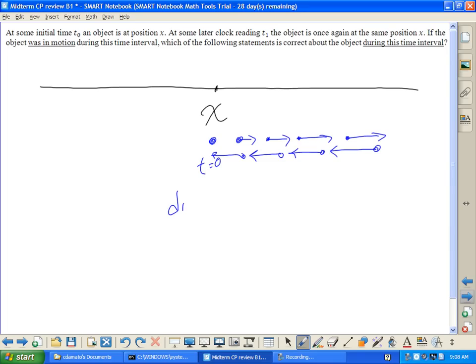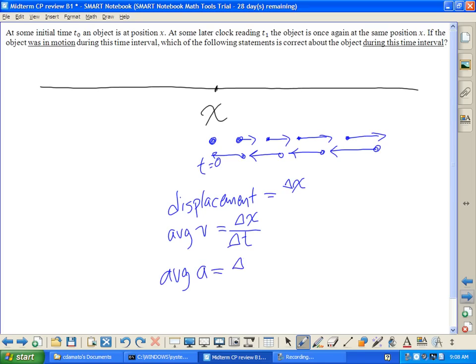Let's see. What's this displacement? Yep. What's its average velocity? Let's see. What's its average acceleration? Which is its change in velocity over the change in time. Did it have to change direction? Yeah. It couldn't have been moving and come back.